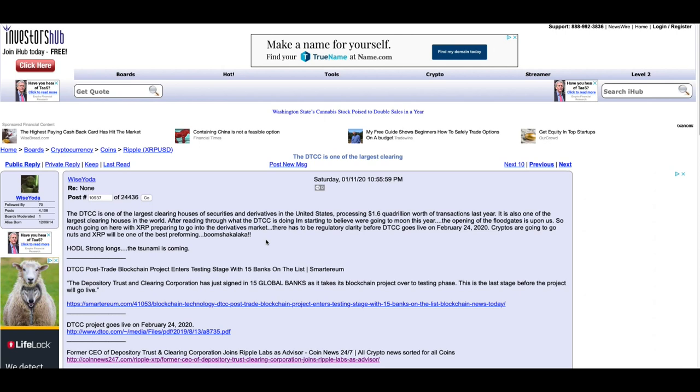There has to be regulatory clarity before DTCC goes live on February 24, 2020. Cryptos are going to go nuts and XRP will be one of the best performing.